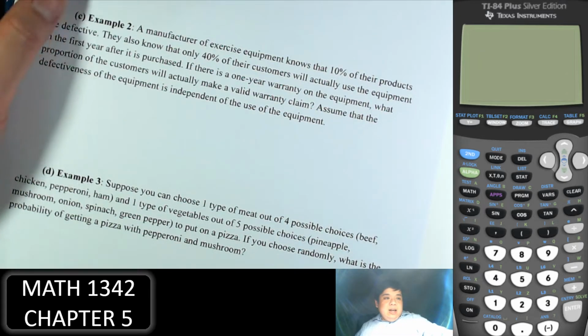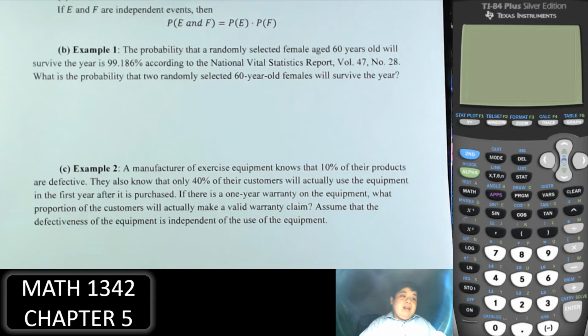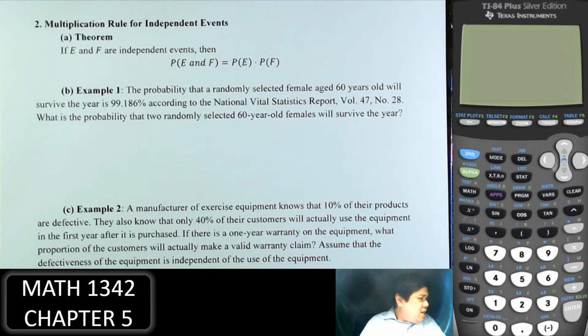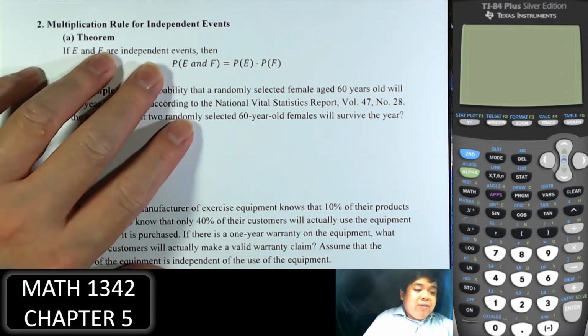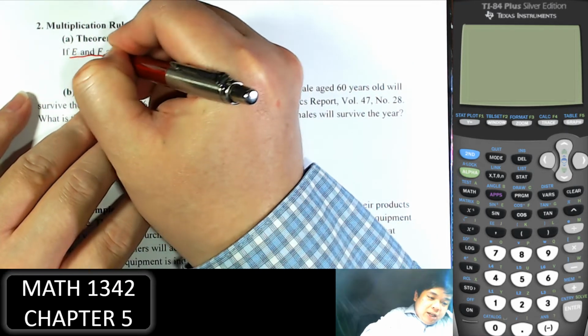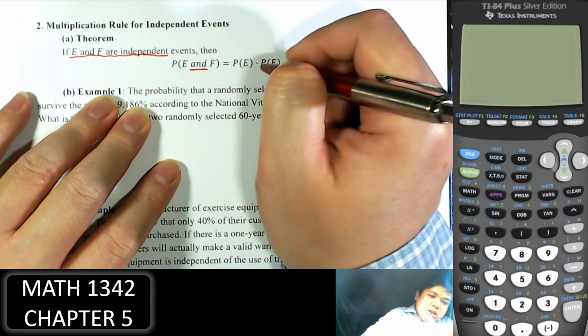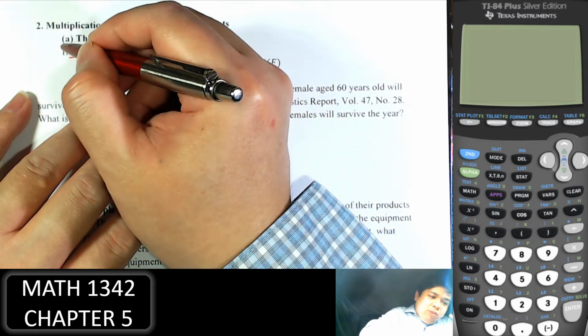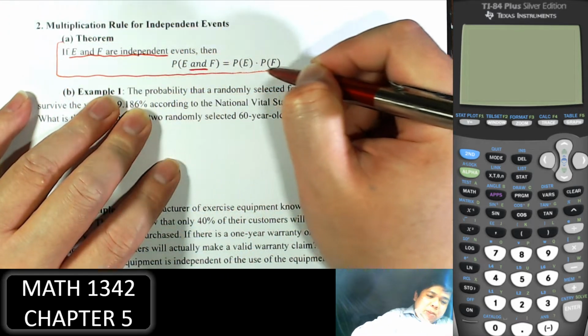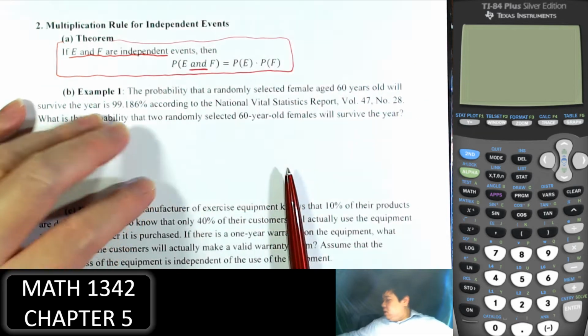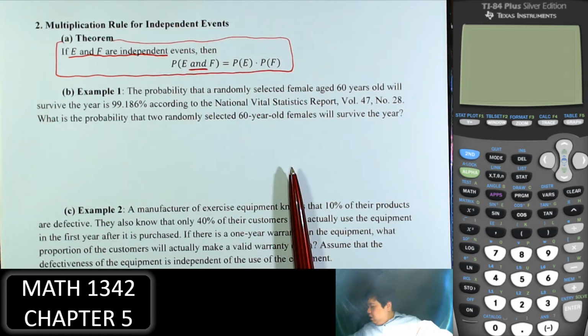Right, next, the multiplication rule for independent events. Later on we see that whether it is independent or not, we still can apply the multiplication rule. Right, let's say E and F are independent events. If they are independent, then the probability of E and F, I just multiply. Now, that's rather confusing, right? We had the probability of E and F earlier. What is the difference?